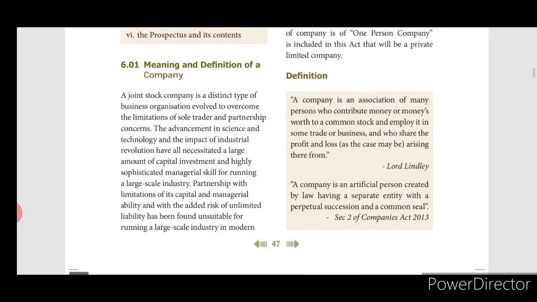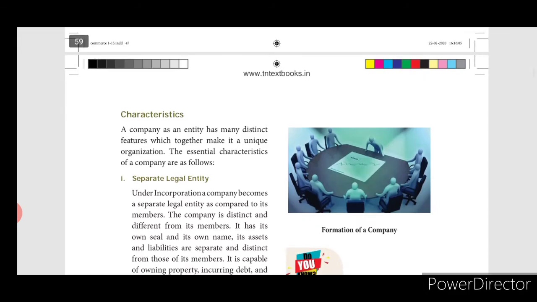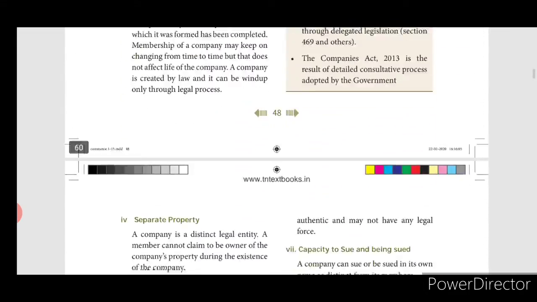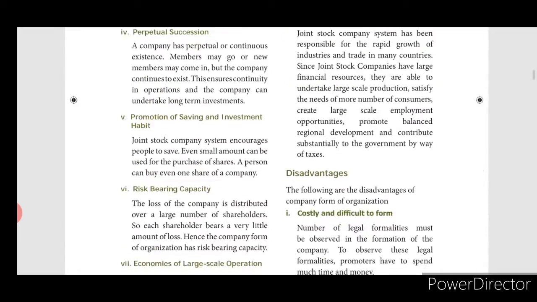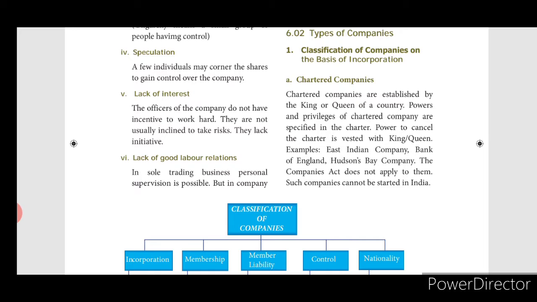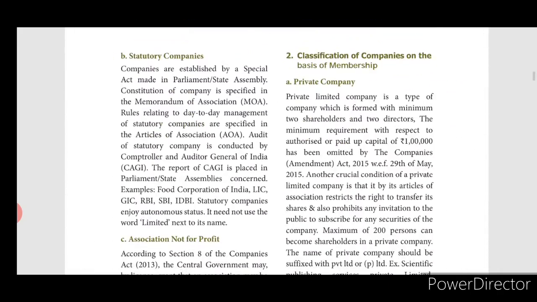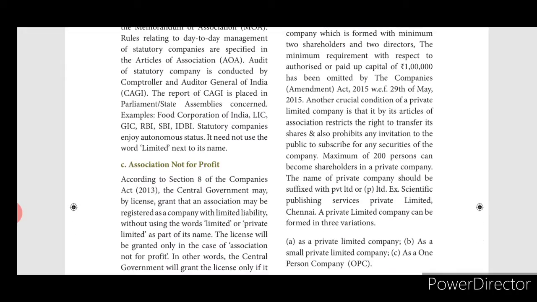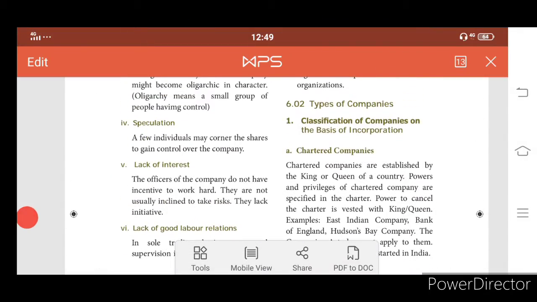Okay, it is like we saw meaning, definition, then we went with the characteristics, then advantages, disadvantages we saw, and then we saw the types of company, isn't it? So see, the types of companies, we just finished the classification of company on the basis of incorporation. We saw three different companies, that is chartered company, then statutory company and company association not for profit. So these three types of company we even saw in this subcategory.